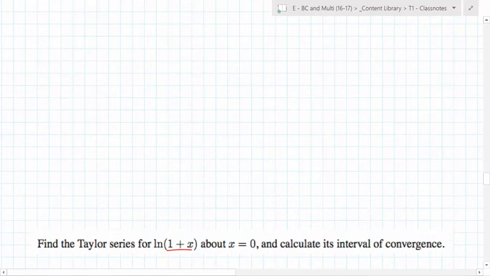So let's try this one right here. Find the Taylor series for ln(1 plus x) about x equals 0 and calculate the interval of convergence. Try that for me right now. Go up to the board, everybody. Let's do it at the board.